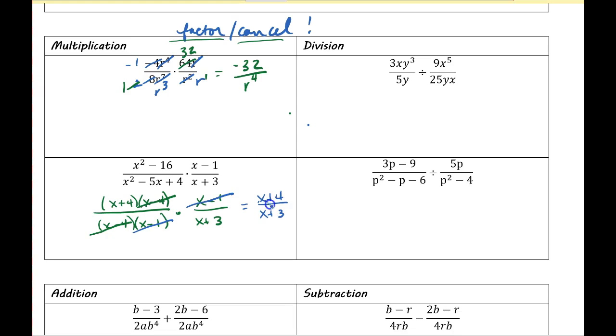Now, you cannot cancel anything here. It's going to be very tempting for you to scratch out the x, but you can't because this x has a plus or minus behind it, which means it's part of a bigger term now. So the only way you can cancel is if these two terms matched exactly, which they don't, and so that's your final answer. All right, cool.